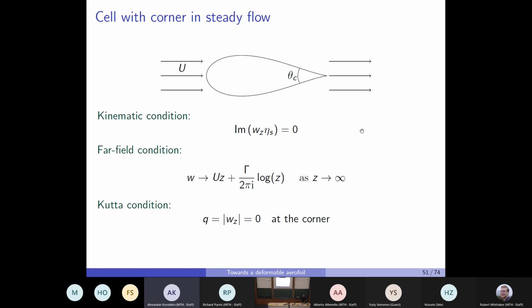So there's the problem: uniform stream at infinity, a point vortex as well, introducing some circulation because of the lift, and right at the corner, the Kutta condition requires there to be a stagnation point at the corner because it's a finite angle. Okay, so Q, the slip velocity around the boundary, has got to be 0 at the corner.